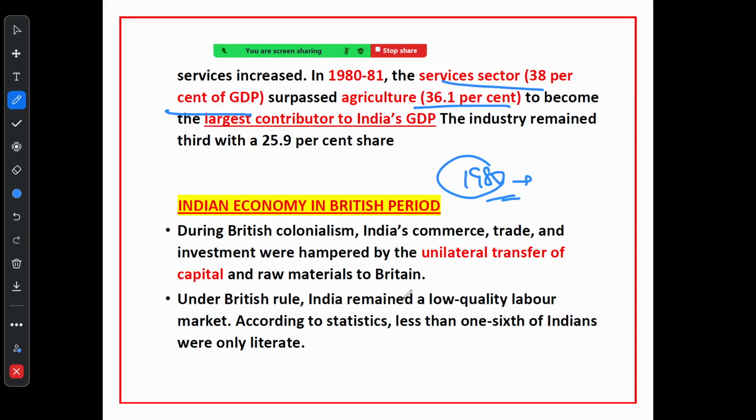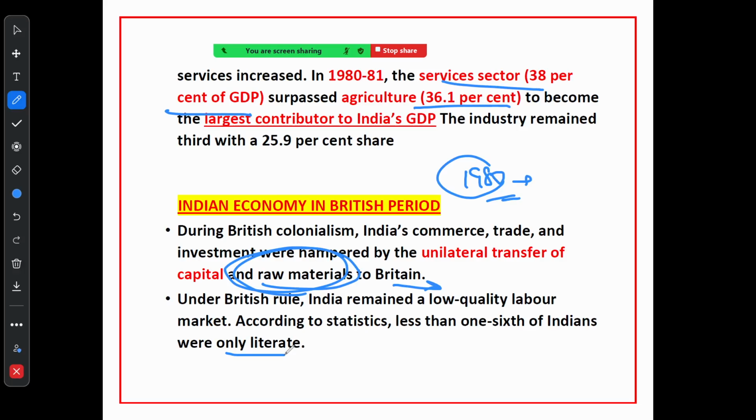The second thing was raw material, not finished products. Try to understand this. India mostly sent raw materials like cotton and iron ore to Britain. Britain turned them into products and sold them back to India at higher prices. And the third thing was limited education and literacy, right? What does it mean? Most Indians couldn't read or write. This means there were fewer skilled people to help the economy grow.